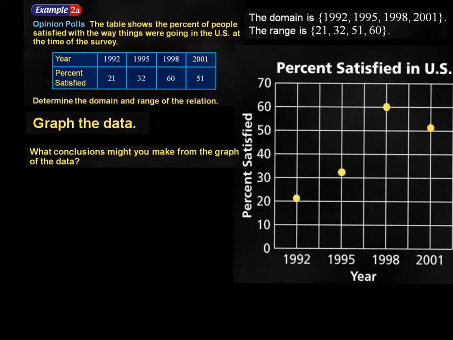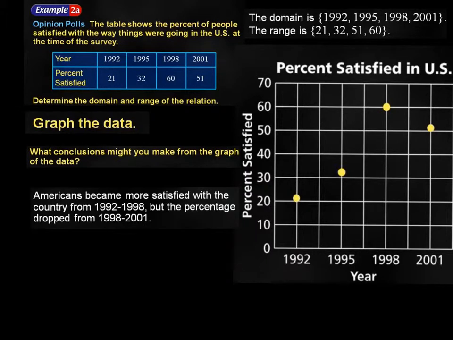And then the question that statisticians would want us to answer: what conclusions might you make from the graph of the data? I kind of said that as we were looking at the data. Americans became more satisfied with the country from 1992 to 98, but the percentage dropped off from 98 to 2001.